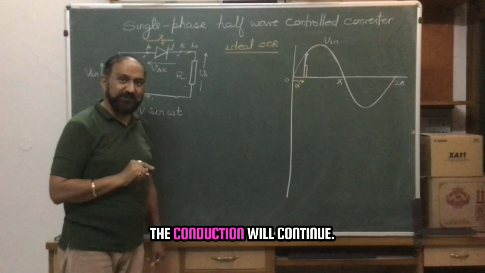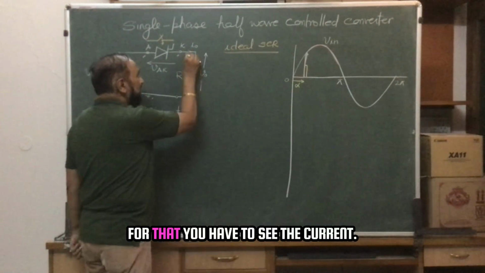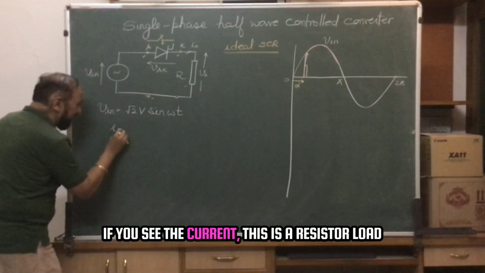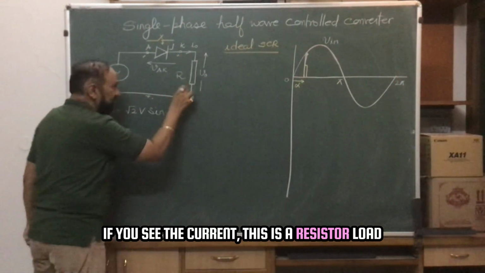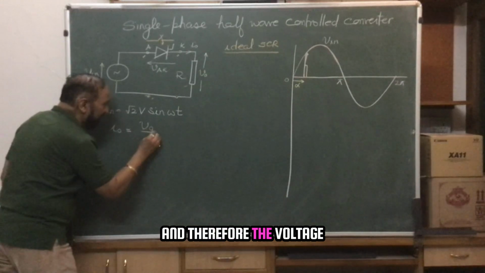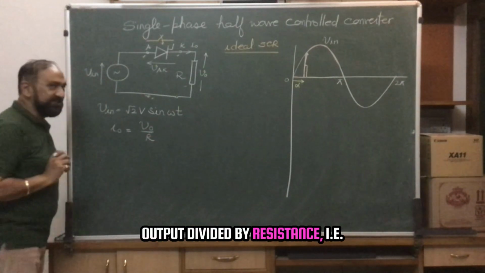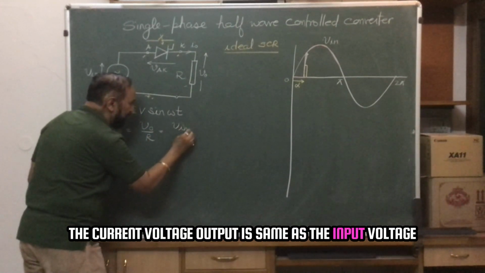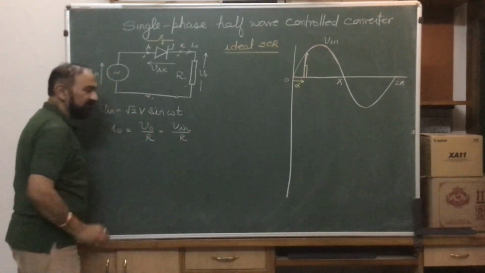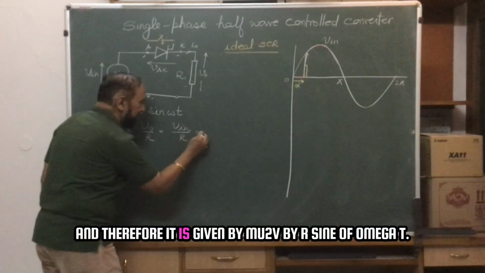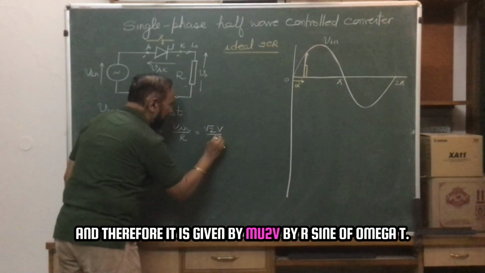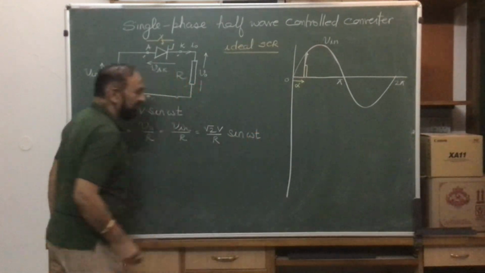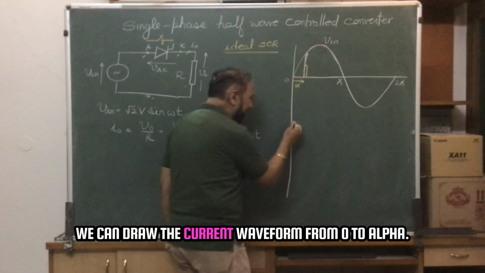How long will the conduction continue? For that you have to see the current. This is a resistive load, and therefore the output voltage divided by resistance is the current. The output voltage is the same as the input voltage, and therefore the current is given by √2 V / R sin(ωt). We can draw the current waveform.